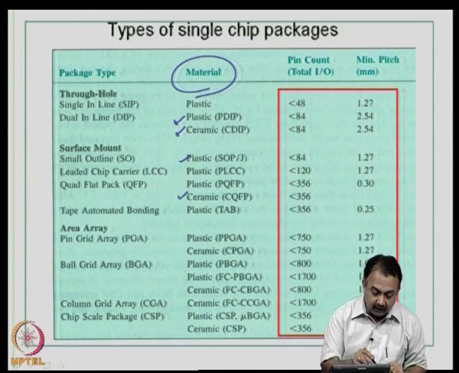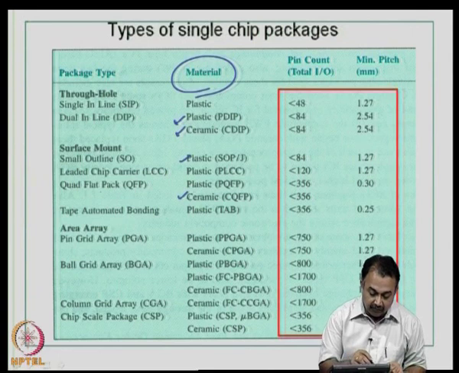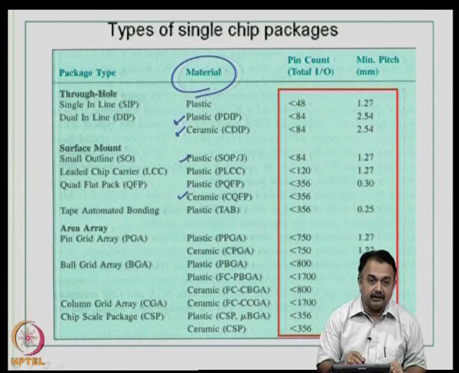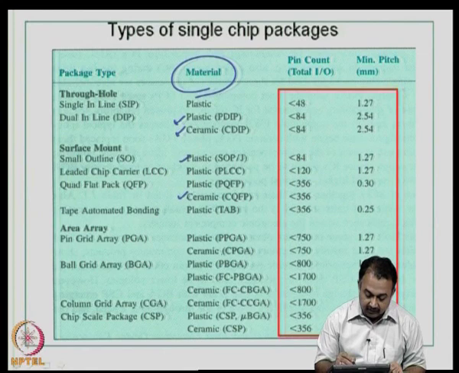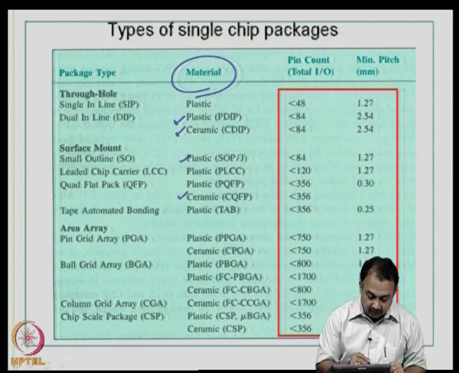You have small outline package, leaded chip carriers LCC, quad flat pack and tape automated bonding TAB package, which is again a surface mount methodology. Then the other classification is area array package, in which you get pin grid array and ball grid array. Here you can have plastic pin grid array, plastic ball grid array, ceramic pin grid array and ceramic ball grid array. Then you have another variety called column grid array.